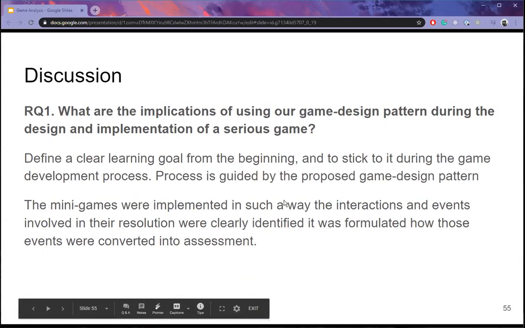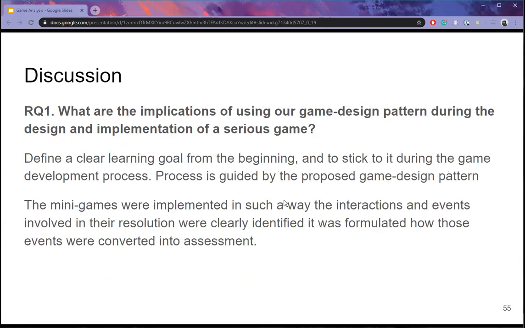So what are the implications of using our game design portal during the design and implementation of a serious game? You can define a clear learning goal from the beginning and stick to it during the game development process. The process is guided by the proposed game design project. And the main games had in their resolution clear aspects in the assessment, making it easier to assess. Next one.